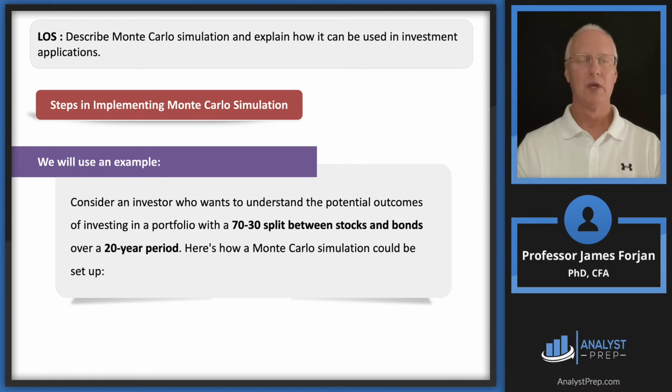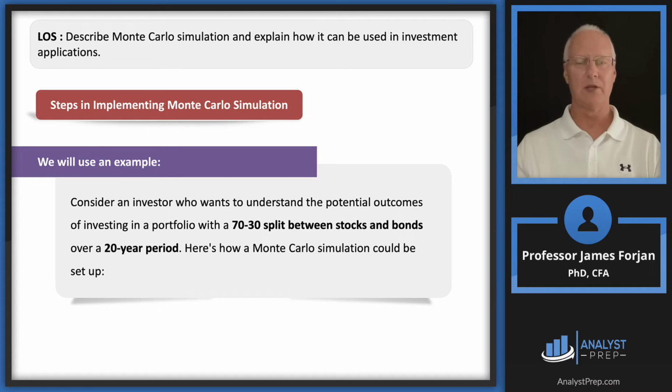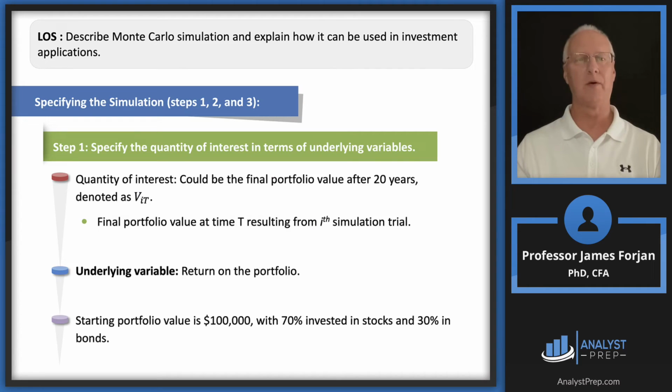Now, how do we do this? Let's suppose that we have a client and we want a 70-30 split between stocks and bonds over a 20-year period. How are we going to do this? Step 1, specify the quantity of interest in terms of the underlying values. What do we want? We want that final portfolio value.